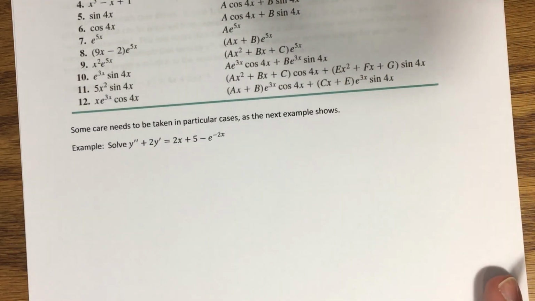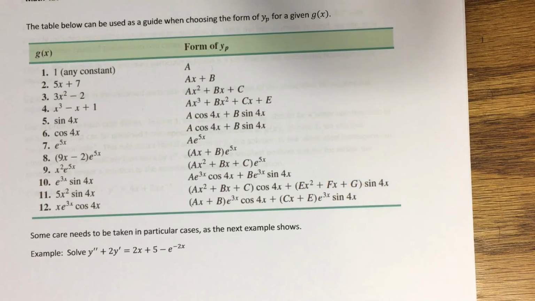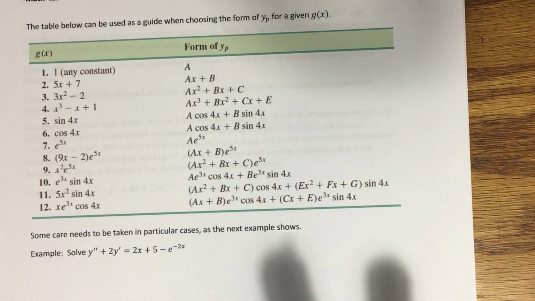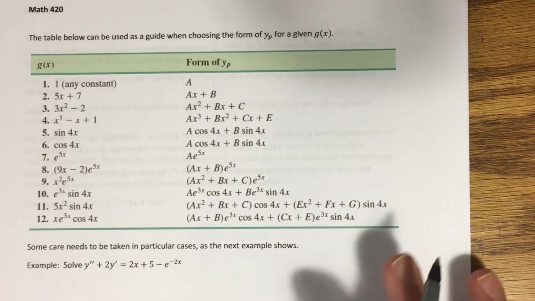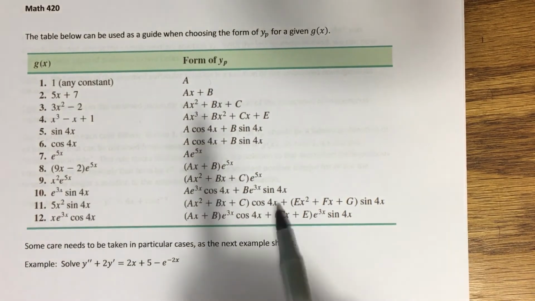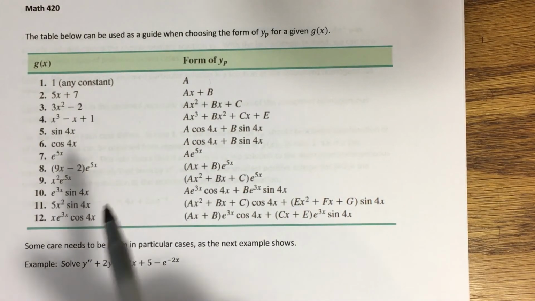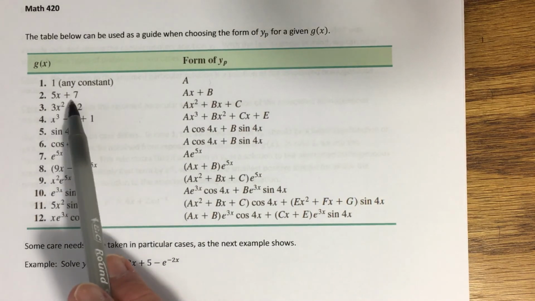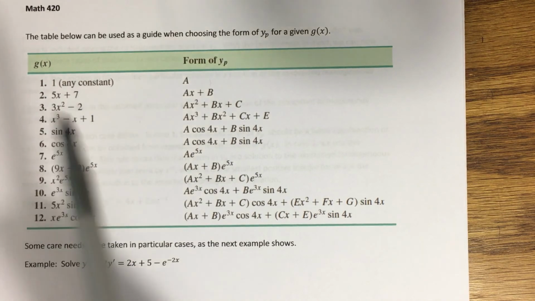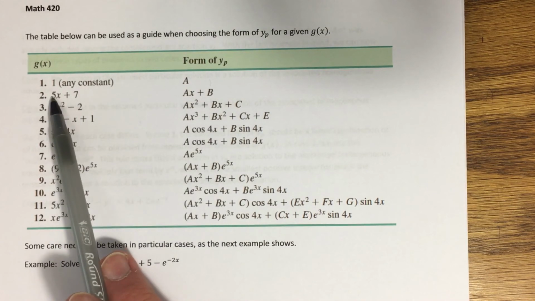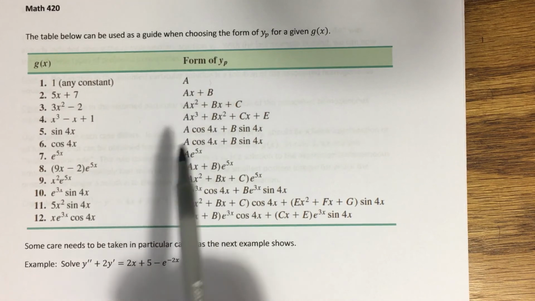You're probably thinking, what do you mean not too bad? That was a lot. So this table I copied out of your book, and it's basically just a breakdown of which types of functions lead to which kinds of guesses for your particular solution yp. It's kind of just following the same intuition that we did. These are all examples. So, this is an example of a linear function. If you have 5x plus 7 as your g of x, you would then guess ax plus b. You would guess a polynomial of the same degree, but with general coefficients.